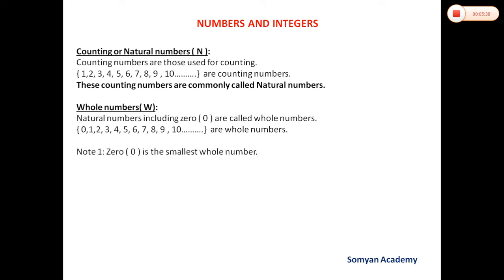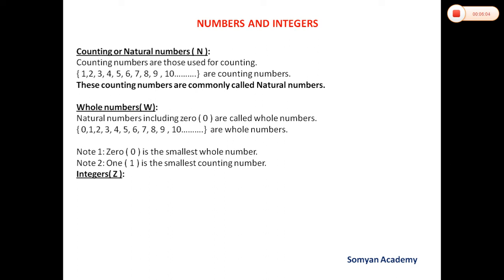It is to be noted that 0 is the smallest whole number. Always remember here, 0 is the smallest whole number, and 1 is the smallest counting number. These are the most important questions.